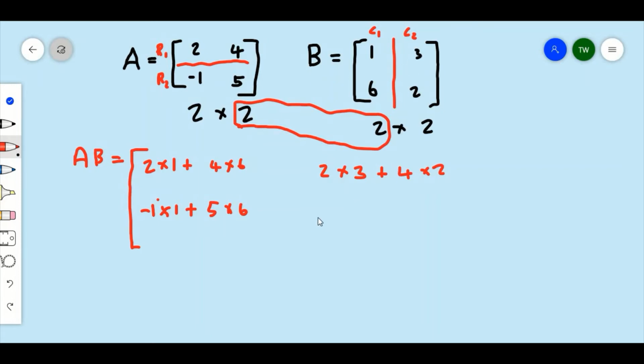Then we are going to use row 2 to multiply column 2 now. So it's going to be negative 1 times 3, plus, it's going to be 5 times 2. So it's going to be 5 times 2.